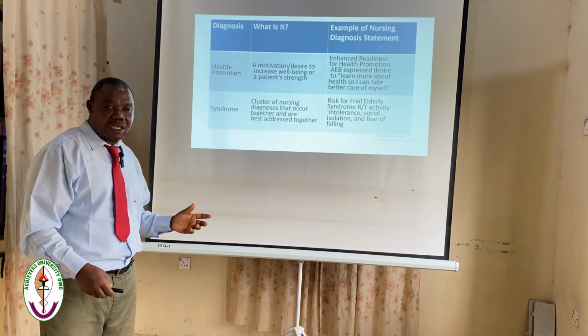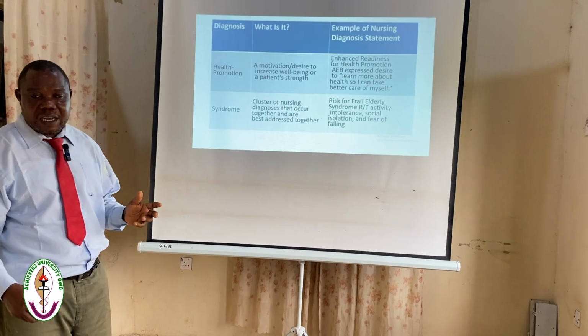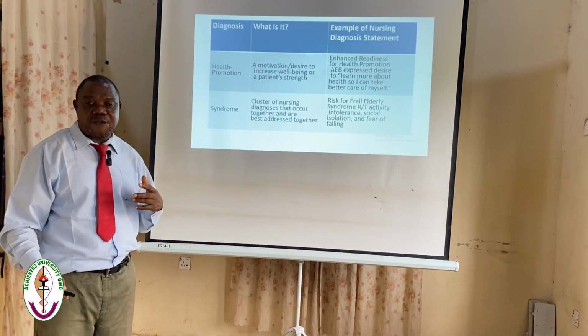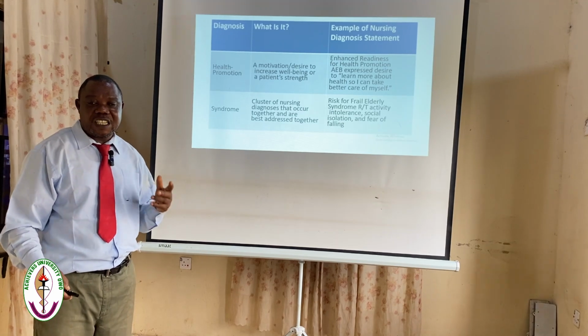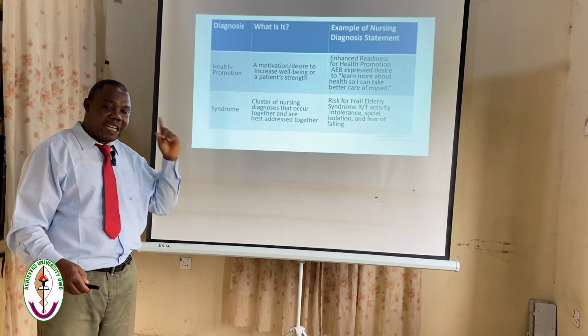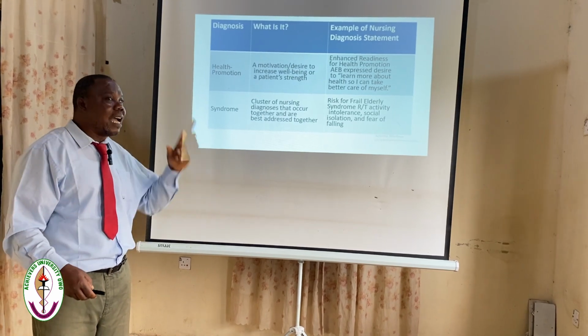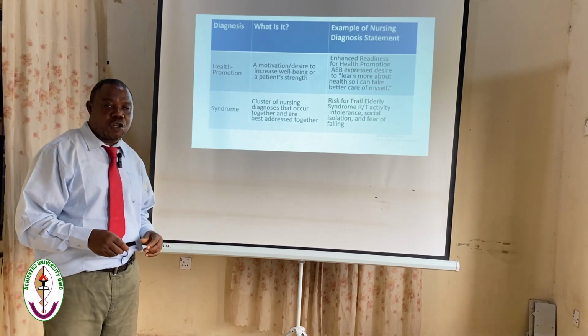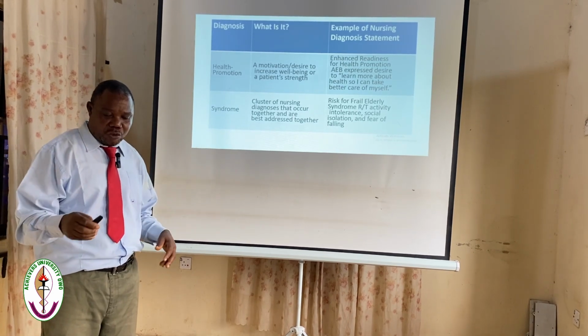The syndrome nursing diagnosis is a cluster of nursing diagnoses that occur together and are best addressed together. For example, risk for frail elderly syndrome related to activity intolerance, that's the first nursing diagnosis, social isolation, that's the second nursing diagnosis, and fear of falling, that is the third nursing diagnosis. The three nursing diagnoses are put together to form a syndrome nursing diagnosis, and they are treated together.